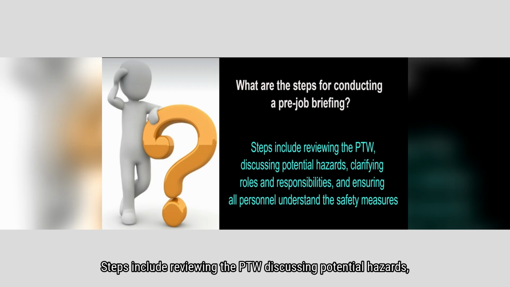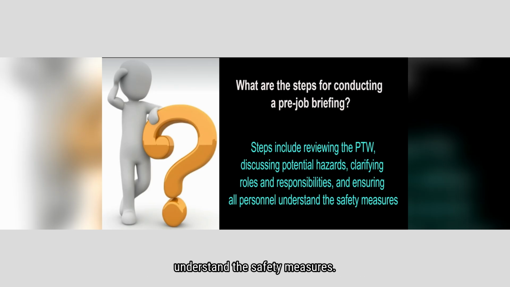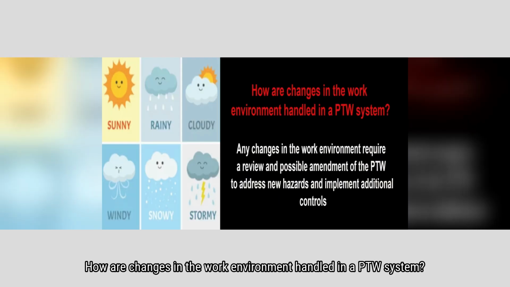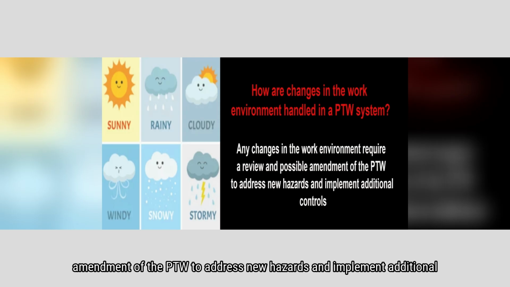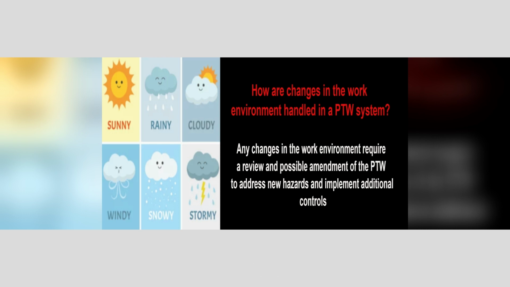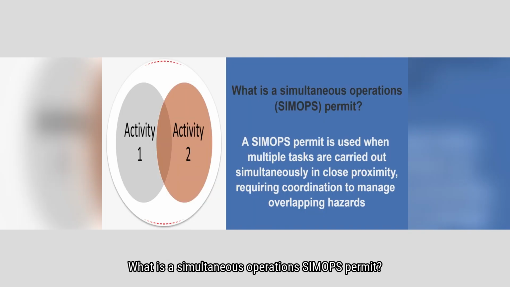What are the steps for conducting a pre-job briefing? Steps include reviewing the PTW, discussing potential hazards, clarifying roles and responsibilities, and ensuring all personnel understand the safety measures. How are changes in the work environment handled in a PTW system? Any changes in the work environment require a review and possible amendment of the PTW to address new hazards and implement additional controls. What is a simultaneous operations (SIMOPS) permit? A SIMOPS permit is used when multiple tasks are carried out simultaneously in close proximity, requiring coordination to manage overlapping hazards.